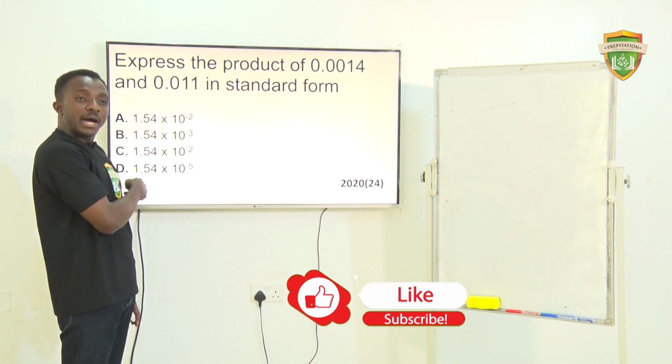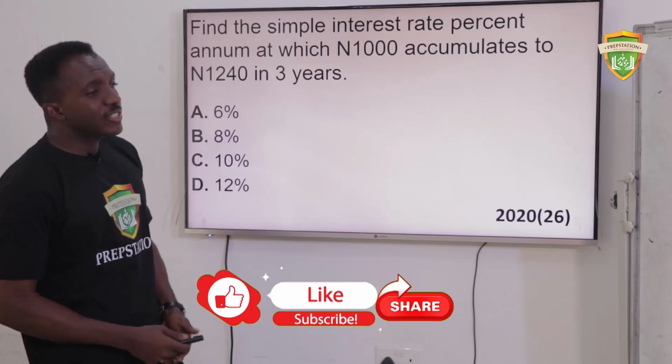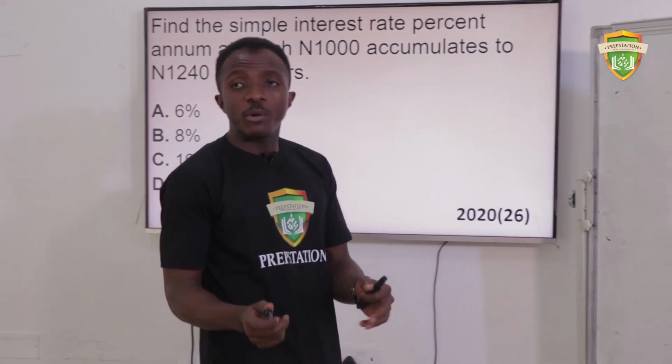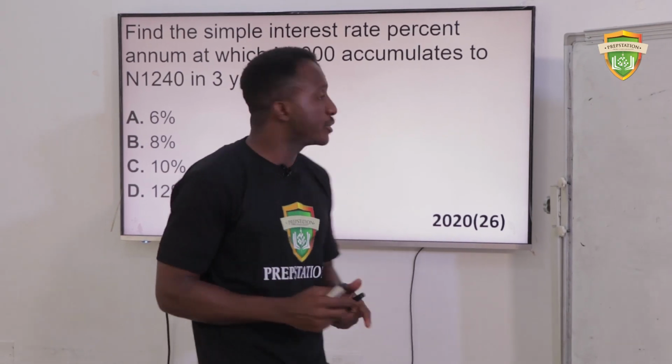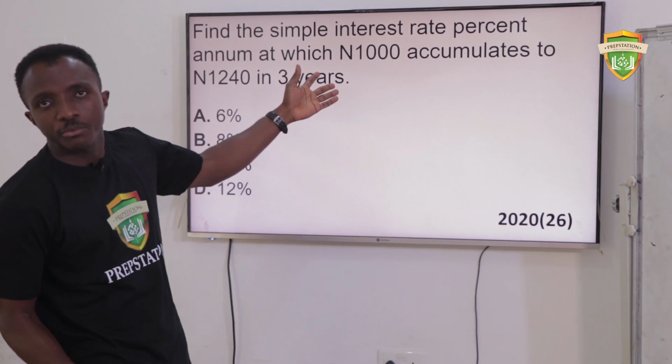So we said our result is 1.54 times 10 raised to the power minus 5. Now that takes us to the next question. Don't forget, we're still under numbers and numeration. Now we have this question. Of course, I like this kind of question, it has to do with money.